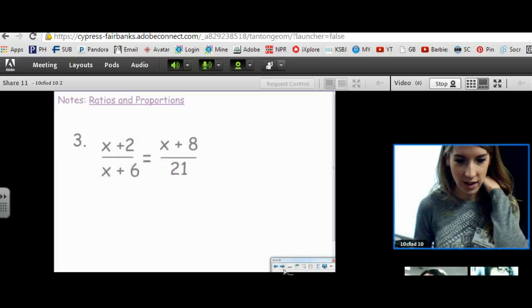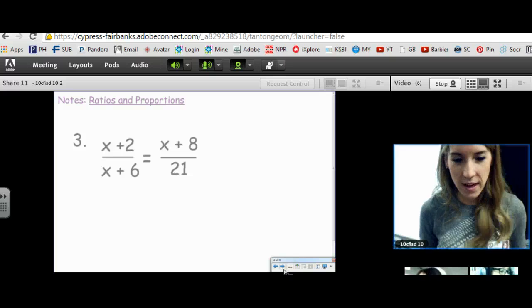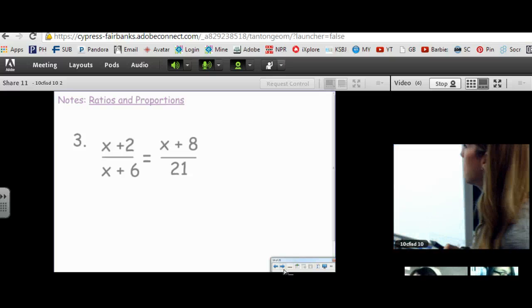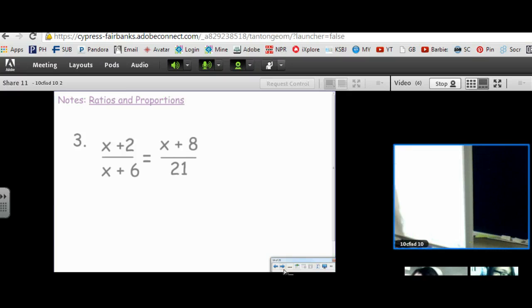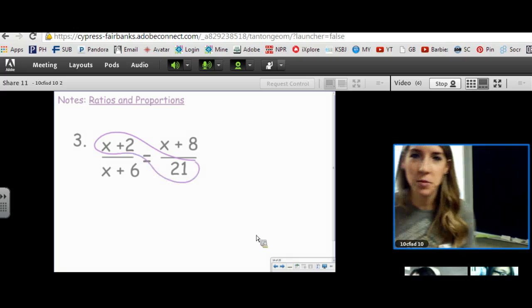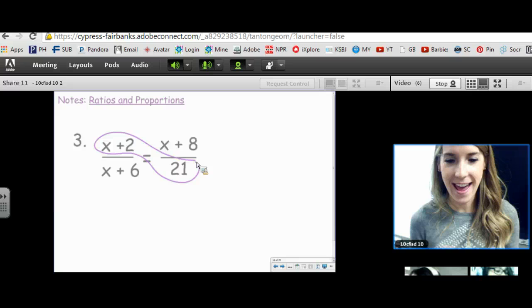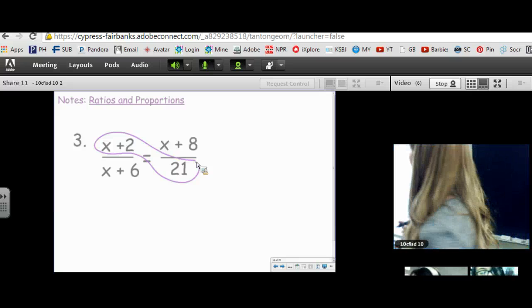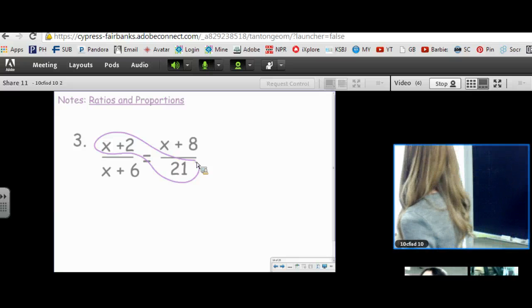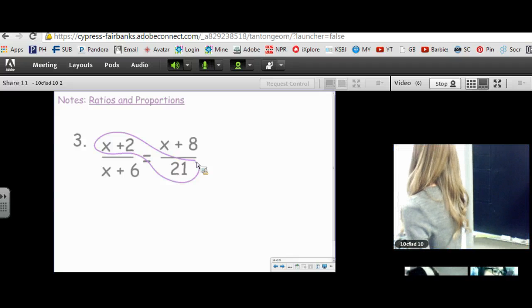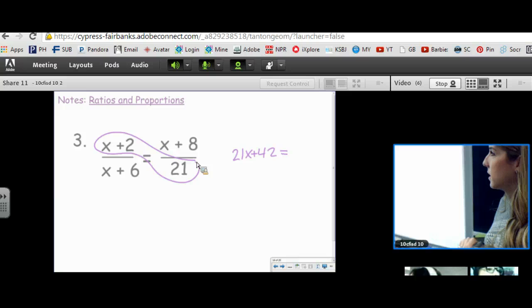Oh man, one more. Then go get a calculator. No excuses. This one is really important also, that you use your binomial multiplication rules. Binomial multiplication rules. AKA make sure you FOIL, okay? 21 times x plus 2 is 21x plus 42, so that's really important.